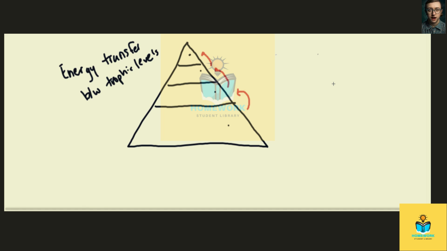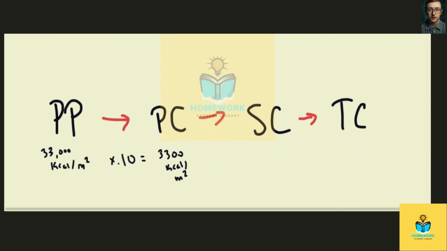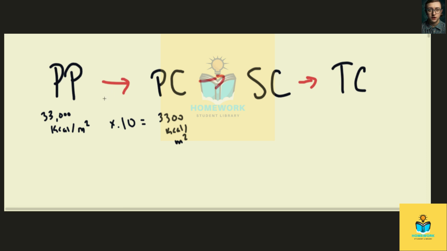Now, the key number to remember in this instance is a rough estimate of the amount of energy available for the next trophic level. This might change depending on the ecosystem and the situation and the organisms at hand. But again, the rough guiding estimate is 10%. In other words, at each stage of this energy transfer, 10% of the energy available in one stage is transferred to the next. And in this example, we are given a number that primary producers have an energy amount of 33,000 kilocalories per meter squared.